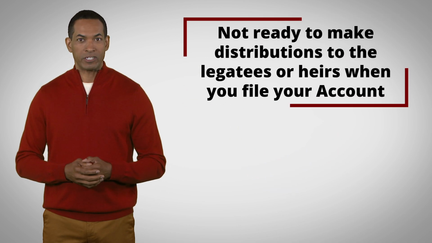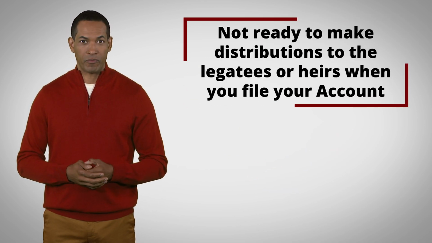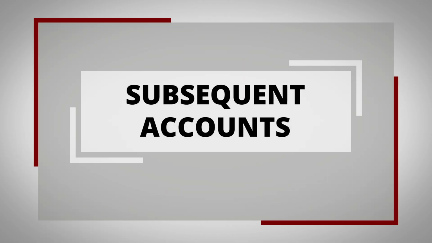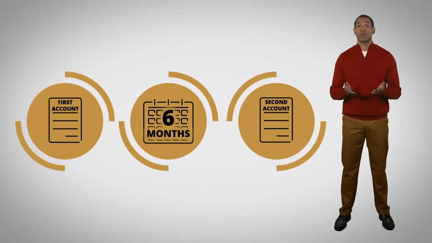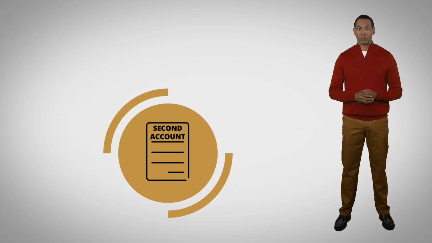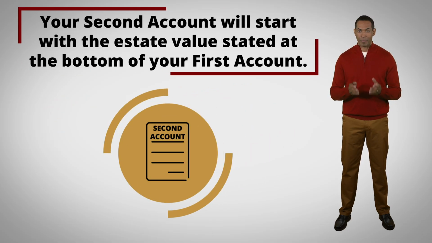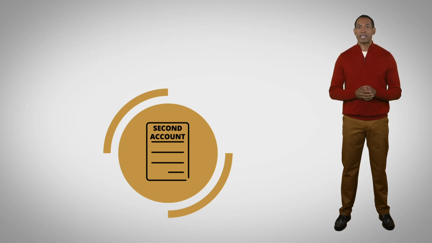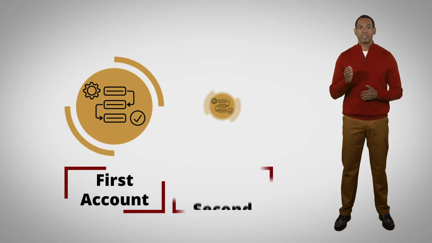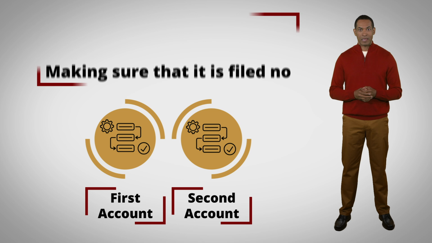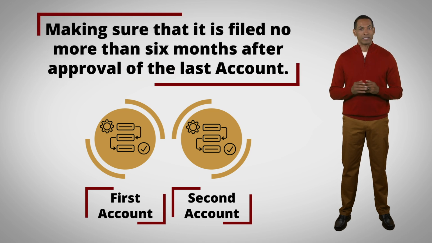If you are not ready to make distributions to the legatees or heirs when you file your account, then you will have to file subsequent accounts. 6 months after the approval of your first account, the second account will be due. Your second account will start with the estate value stated at the bottom of your first account. Just as with the first account, the second account will state whether there has been income received or any disbursements made. Follow the same process as with the first account, making sure that it is filed no more than 6 months after approval of the last account.